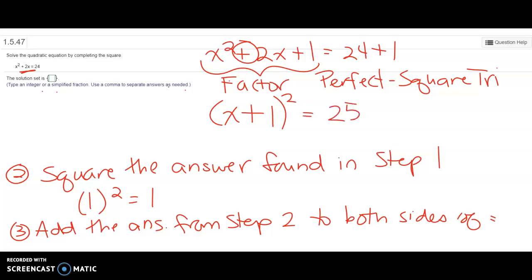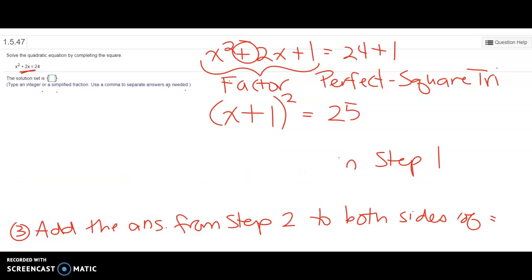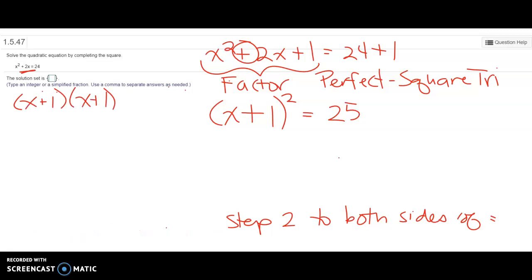Now, if you wanted to do it the long way, you could factor that trinomial out the long way, but you would still find that it's going to factor into x plus 1 squared, which is the same thing as x plus 1 times x plus 1. Okay, so regardless of if you factor it out the long way or if you just take that shortcut I showed you, it's going to factor the same way.